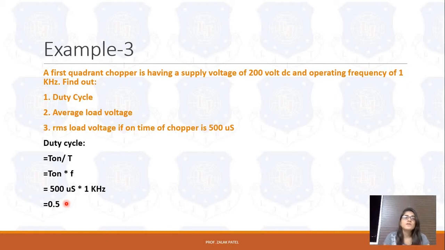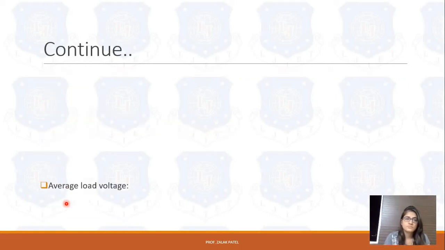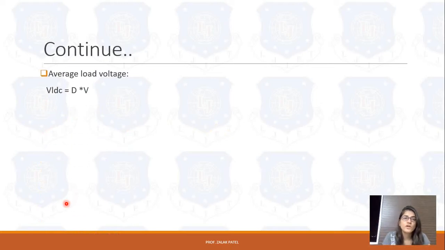Now let's calculate the average load voltage. Average load voltage means duty cycle into voltage. You can also calculate this using the integration equation, but it is actually the total voltage V, so we can write D into V. Duty cycle D is 0.5 and voltage is 200 volt. So this gives us the load voltage, that is 100 volt. So this is the second answer.